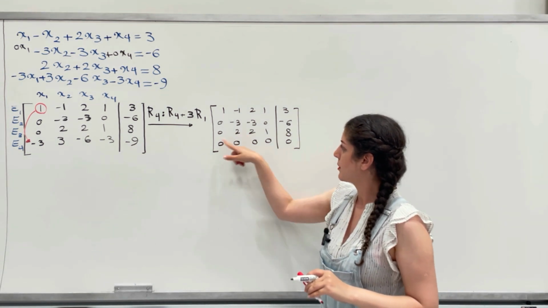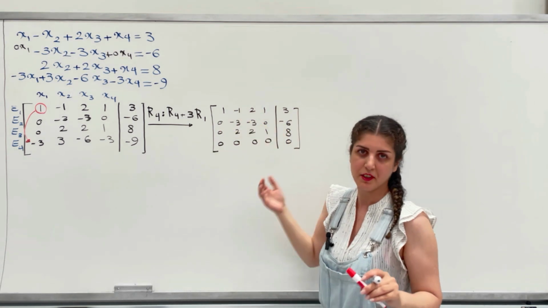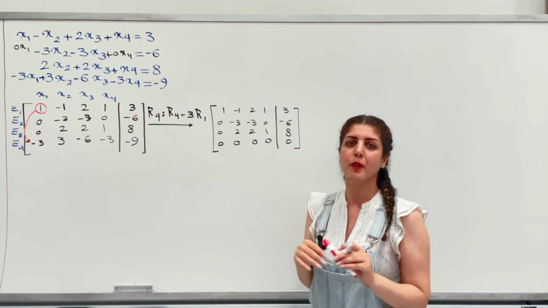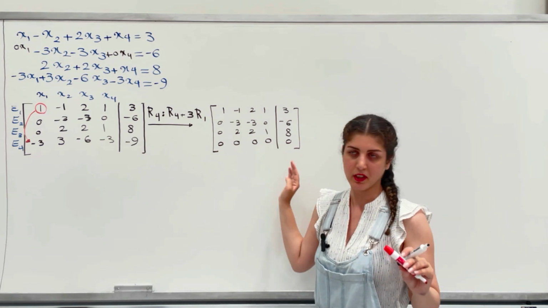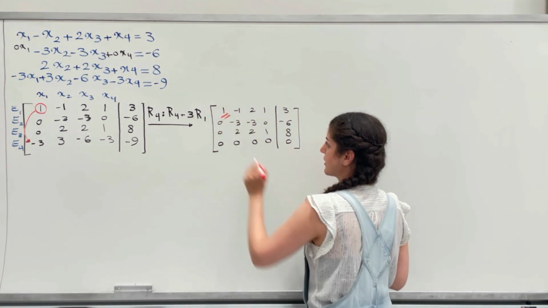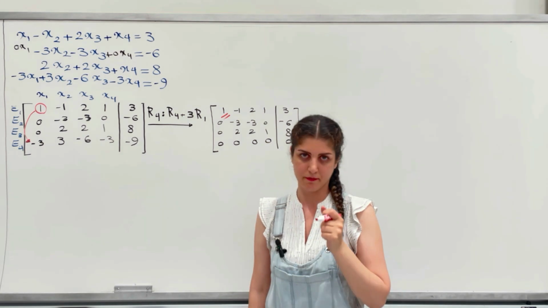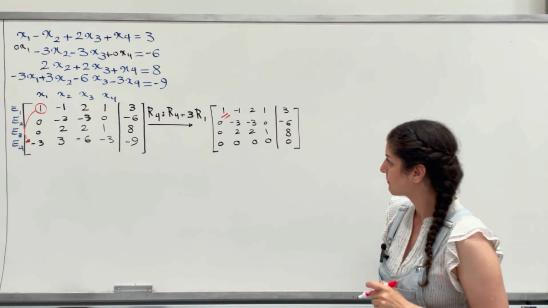If you got this 0 row somewhere else, you had to first bring it down. But here it's the very last row. So this was one of the rules, right? So we keep it as it is. Okay. So we are good with the first leading one or first pivot, right? Let's move to the next row.